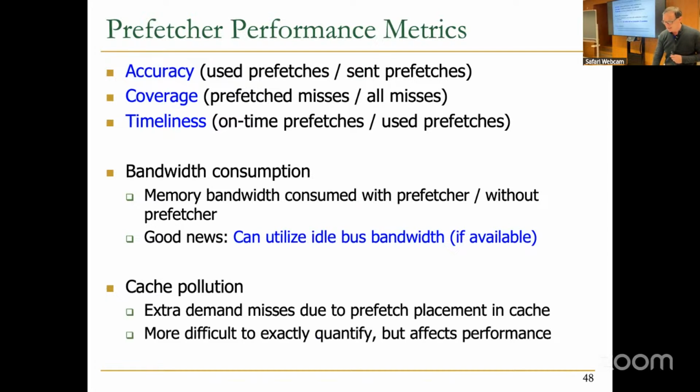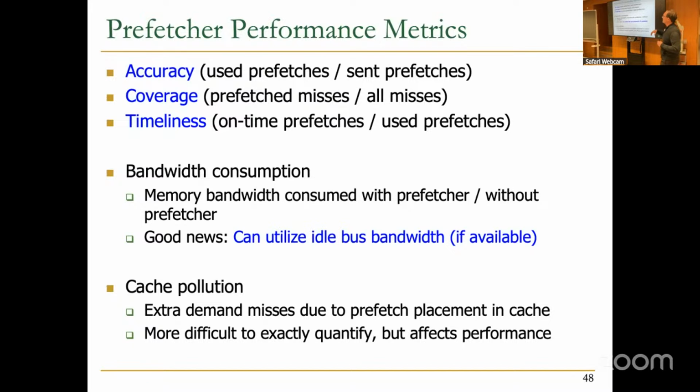So we talk about cache pollution also. These are extra demand misses due to prefetch placement in cache. It's more difficult to exactly quantify, and it affects performance because it depends on the time window you're looking at, right? But it's possible to quantify it approximately. So these are all auxiliary metrics to keep in mind.